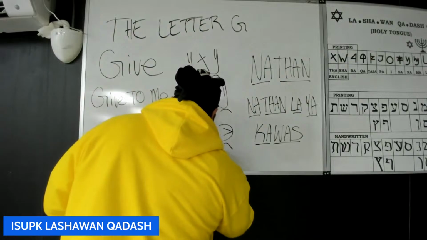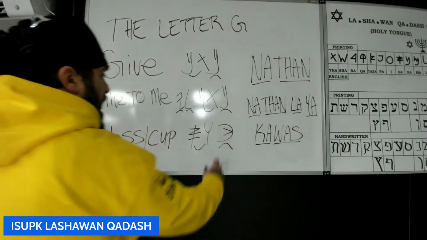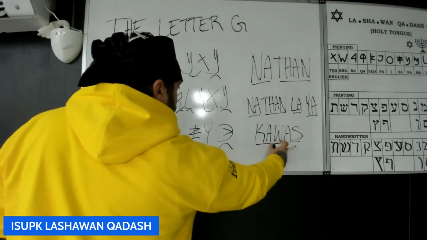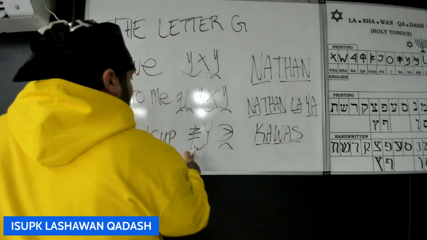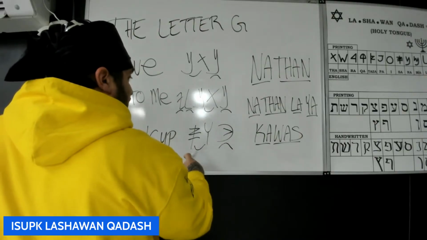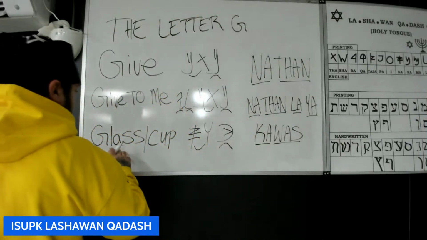Ka and Y's together. So you got Ka, K-A. Then you got the Y, W-A. And then you got the Sa, which is usually S-A. But since they're connected right here, you take out the A outside. So you got Ka, Y's. And that means glass or cup.